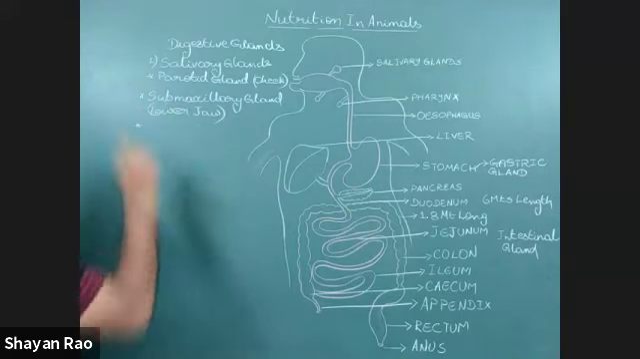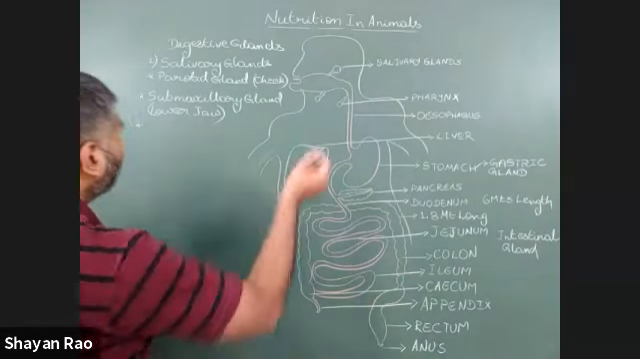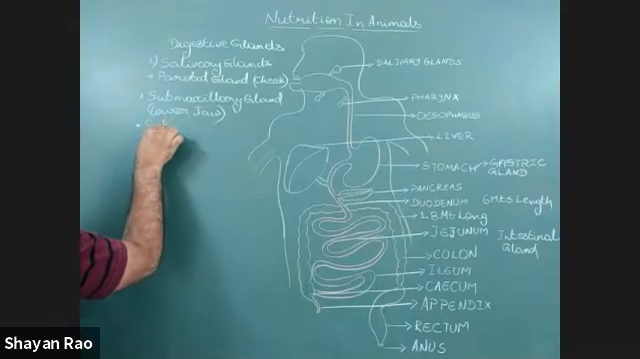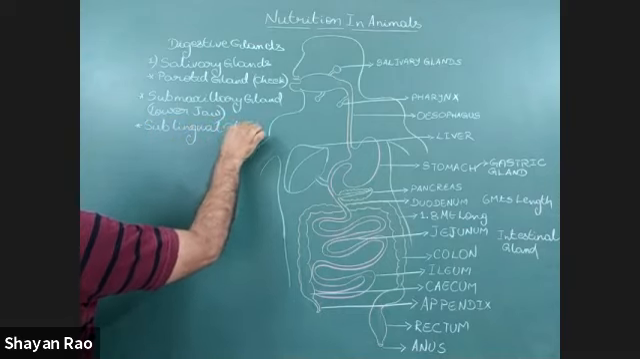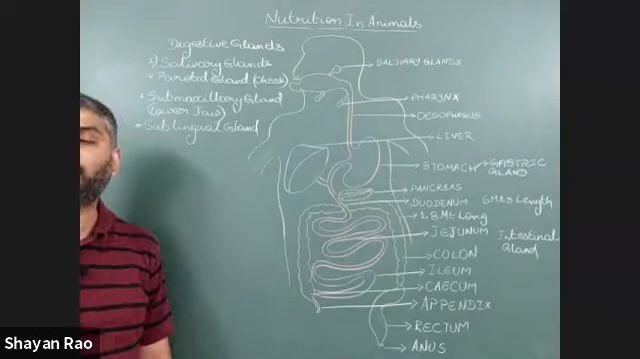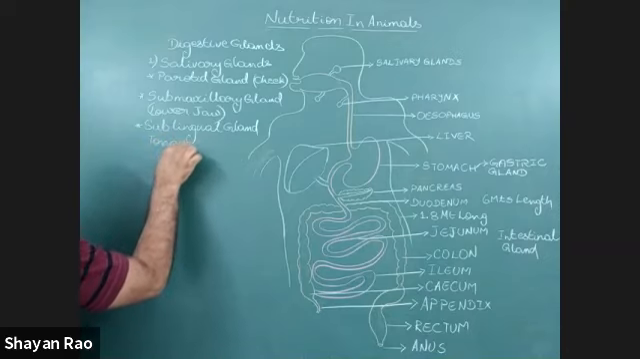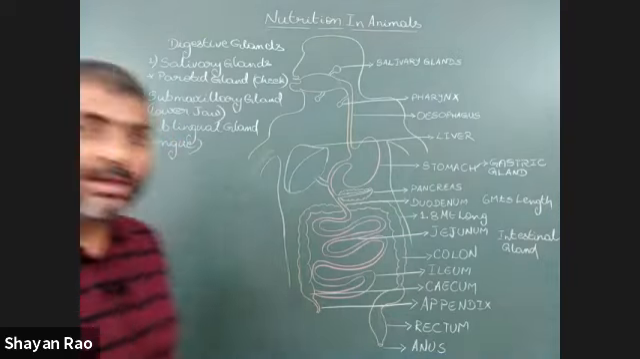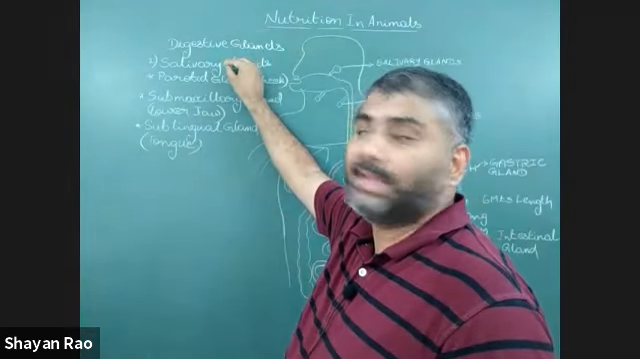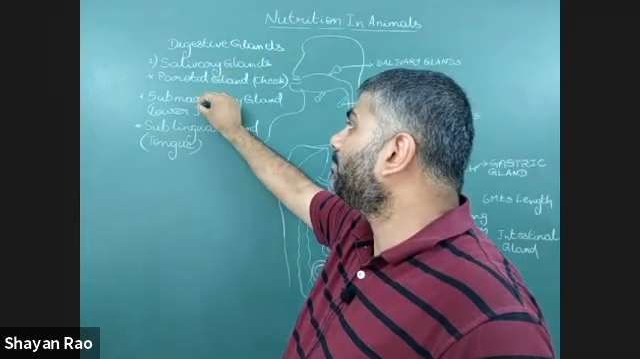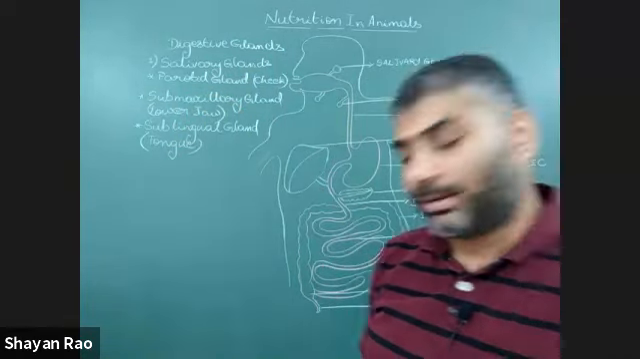Then the third one, we have one more salivary gland, and that is considered to be the sublingual gland. The sublingual gland is present below the tongue. So these are the three major glands present in the salivary gland: parotid, submaxillary, sublingual. Submaxillary can also be called submandibular. That is not required as such.